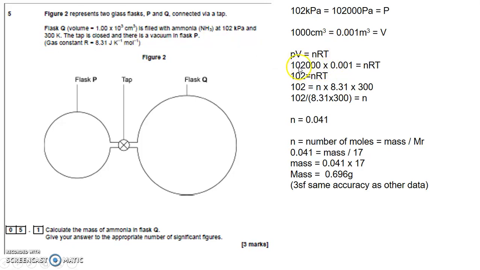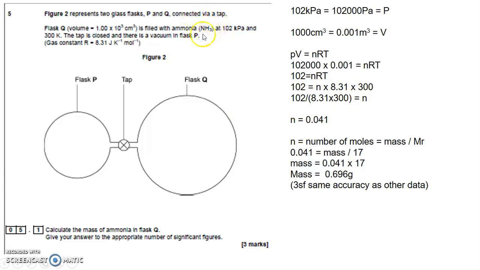So I'm just starting to put these in now. 102,000 pascals multiplied by 0.001, that's my volume in metres cubed, equals N, the number of moles, multiplied by 8.31, which is my gas constant, multiplied by 300, which is my temperature in Kelvin. So N is 102 divided by 8.31, divided by 300. N is 0.041, that's the number of moles.